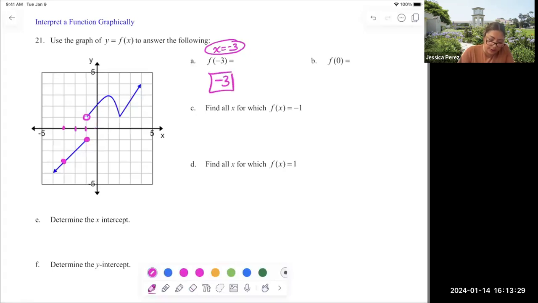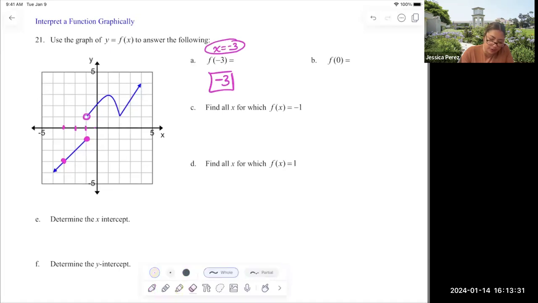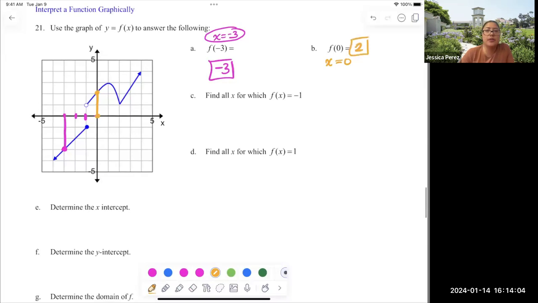So you're going to your x value, what happens when x is -3. So you're going to go to your graph 1, 2, 3, and then you're going to look at the one down here, and that corresponds to -3 on the y. What about f of 0? Well, f of 0, that means our x is 0. So what happens when x is 0? It corresponds to which number right here? 0, 2. So your 0, 2, that's where it exists.